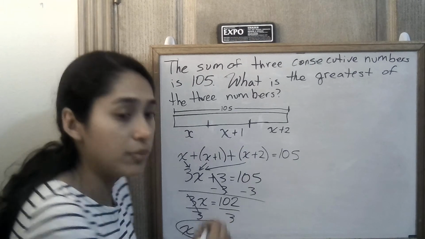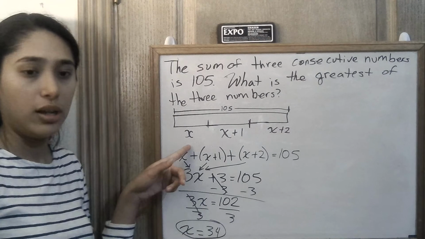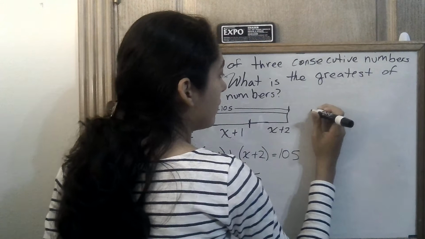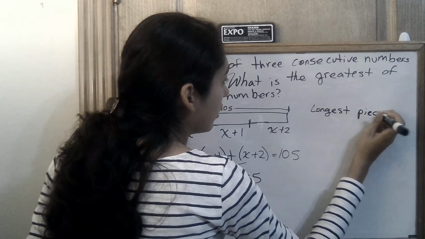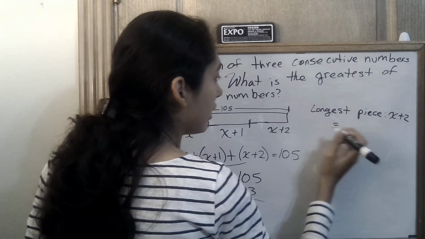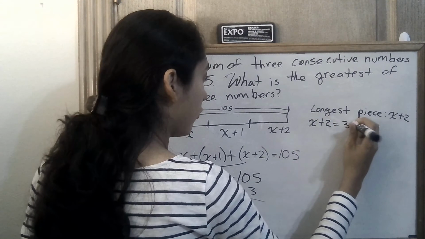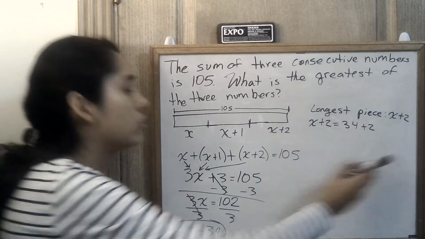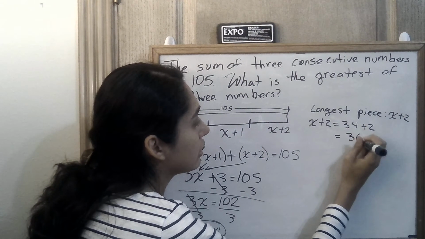However, this is not my final answer. That's the shortest one, but it's talking about the greatest of the 3 numbers. So the greatest, the longest piece, is x plus 2, which is 34 plus 2. So they're saying that this piece is 36.